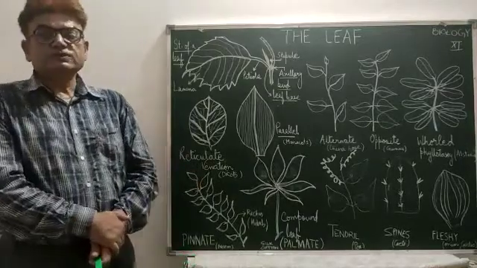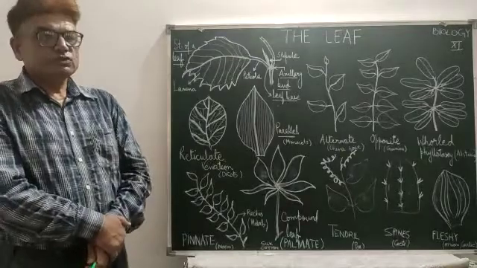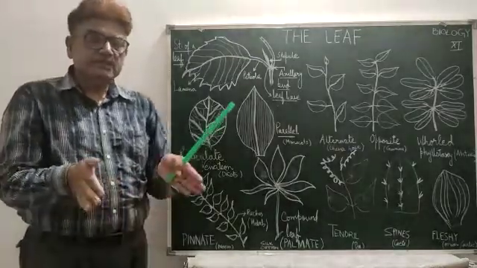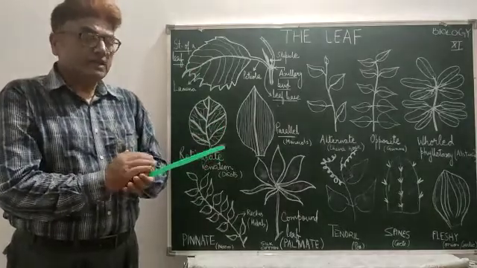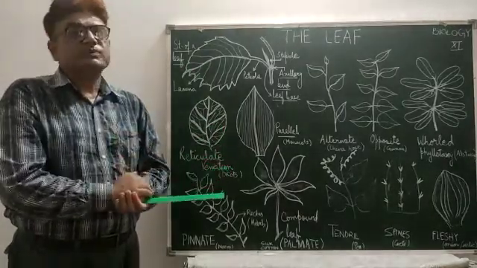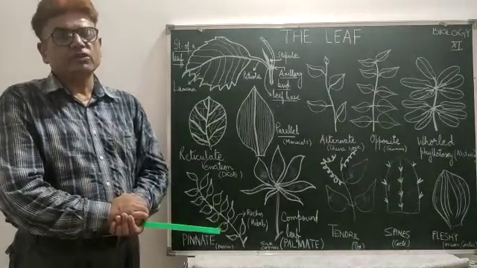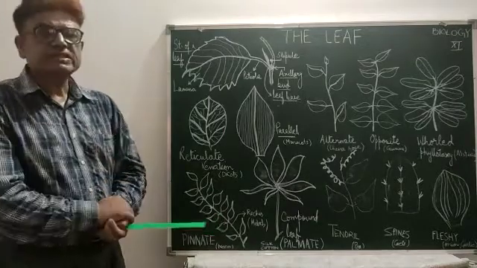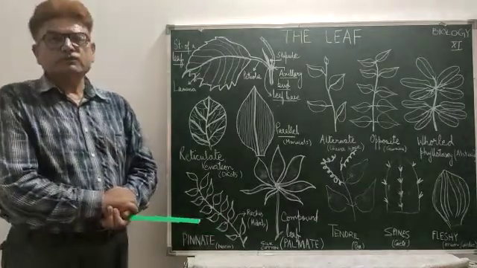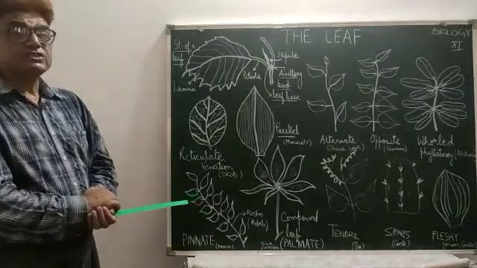We have heard about insectivorous plants also. We have studied also. So in insectivorous plants, the leaves are modified to enable the plant to trap the insects, as in case of the pitcher plant, Venus flytrap plant. These are all insectivorous plants. They eat insects.